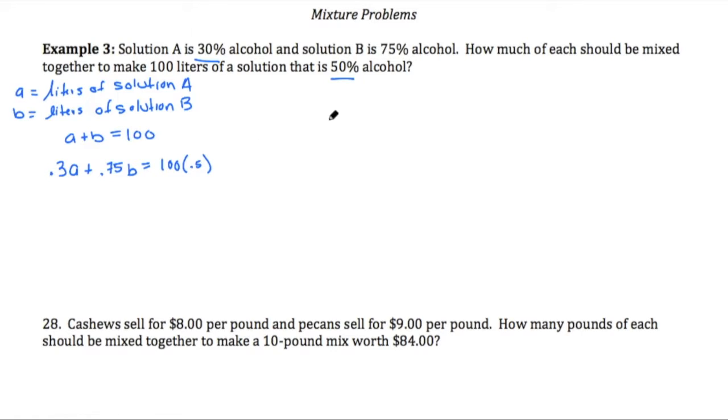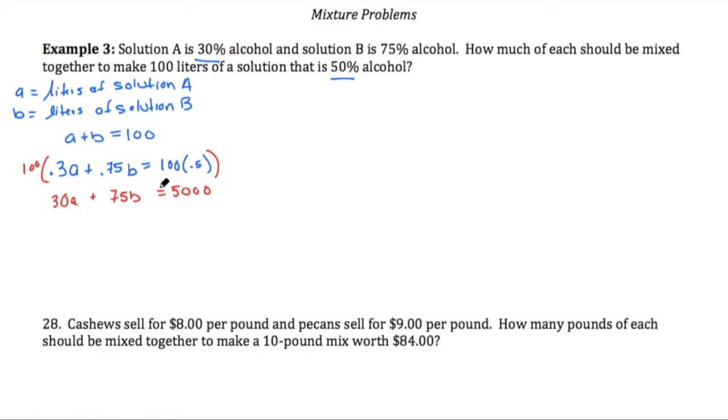Now, I would prefer to clean up this second equation. So I'm going to go ahead and multiply to get rid of decimals. So I'm going to multiply both sides by 100. If I multiply this side by 100, I get 30A plus 75B equals, well, this was really 50, and 50 times 100 is 5,000.